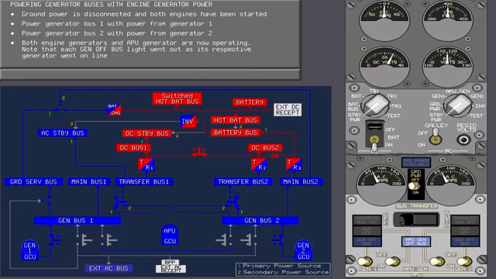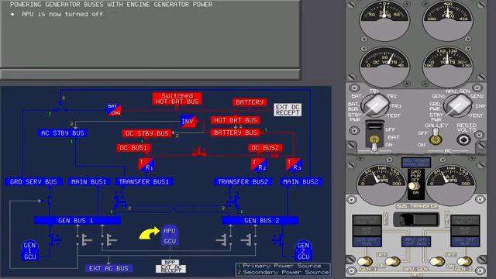Both engine generators and the APU generator are now operating. Note that each generator off bus light went out as its respective generator went online. Assume that the APU has now been turned off. The schematic which you now see represents the electrical system during normal cruise flight, and it will remain in this configuration unless some abnormal condition occurs.